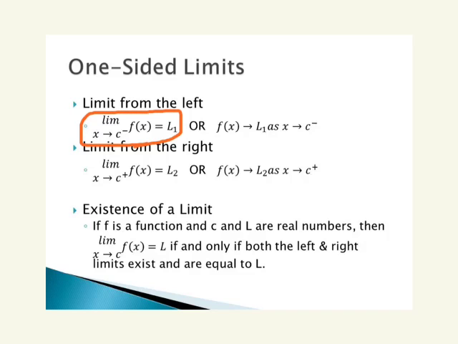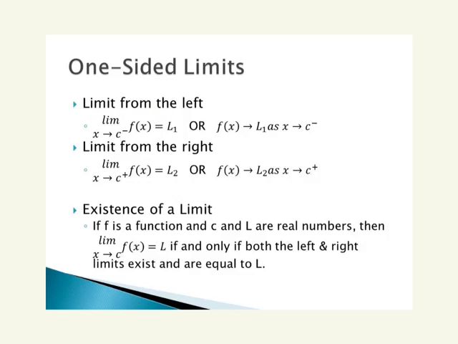Let's talk about our limit notation from the left. It looks very similar to what we looked at the other day. The only difference is underneath that limit, you'll see x approaches c, and then we want to approach that now from the left. So we're coming from the negative side. Down here in the limit from the right, we have the same notation, but instead of coming from the negative side, we're coming from the positive direction, or we could think of that as coming at it from the right. That's some notation we want to keep in mind as we talk about these one-sided limits.